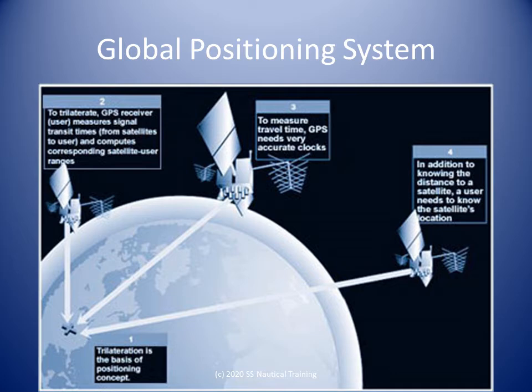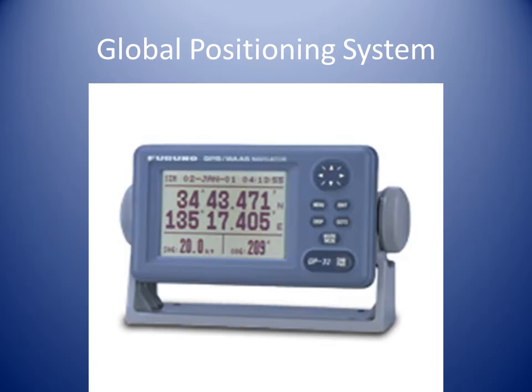GPS satellites orbit Earth twice per day and transmit information. GPS receivers compare the time a signal was transmitted by a satellite with the time the signal was received. The difference tells the GPS receiver how far away the satellite is. The GPS receiver does this for the 4 or more satellites and calculates the antenna's exact location and displays it either on the unit as coordinates or on the electronic chart.